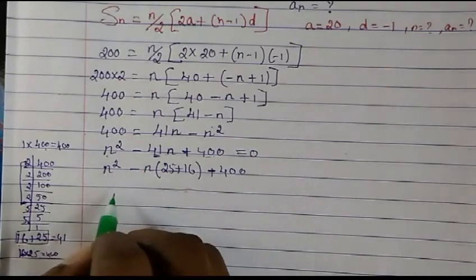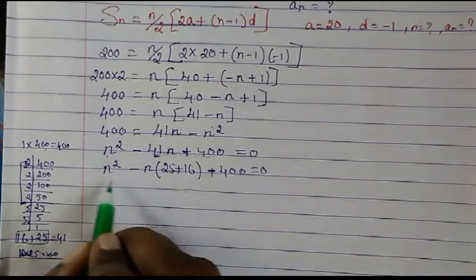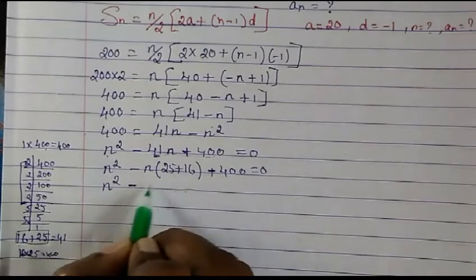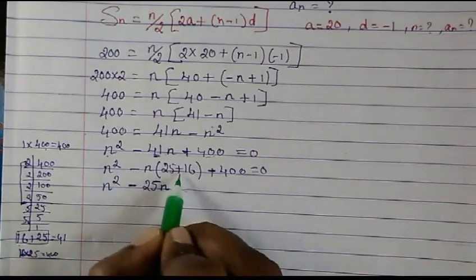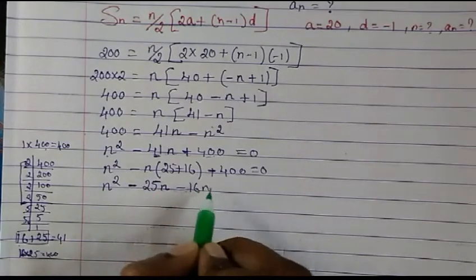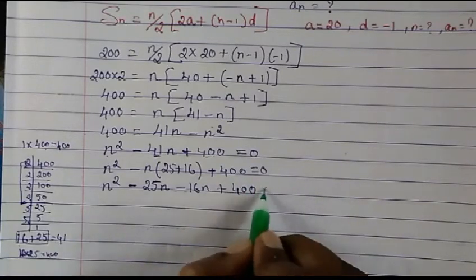So now let's continue. So 0. Now n square minus n into 25 will give us 25n. Minus into plus will give us minus n into 16, which will be 16n. Now this plus 400 equal to 0.